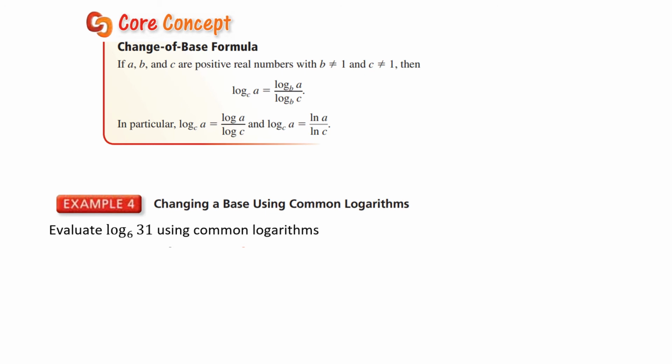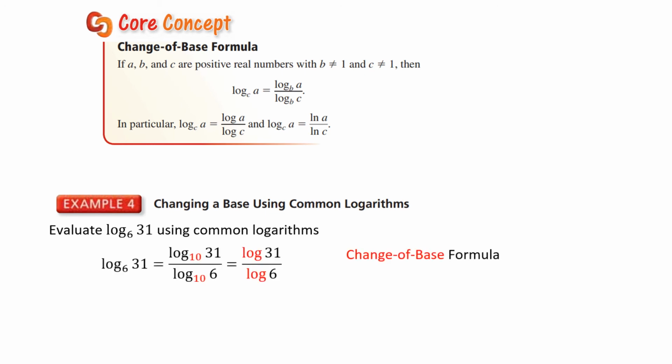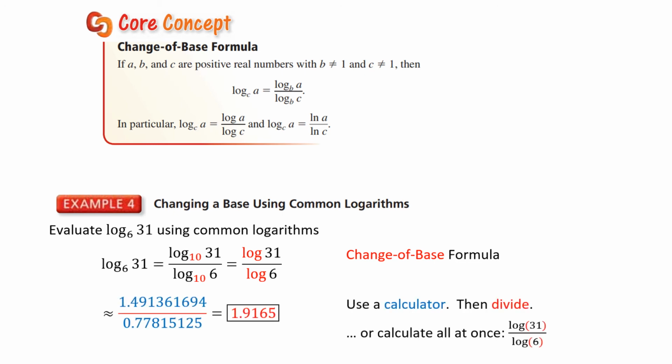But we can use the change of base formula to say that this is the log base 10 of 31 divided by the log base 10 of 6. Now, I don't happen to know either one of those values, but luckily for us, our calculator has the common log function. We can throw that into our calculator and see that it's roughly 1.9. Our authors will tell us we should go ahead and figure out what the log of 31 and the log of 6 is and then divide, but you can just jump right to your calculator and type that in.